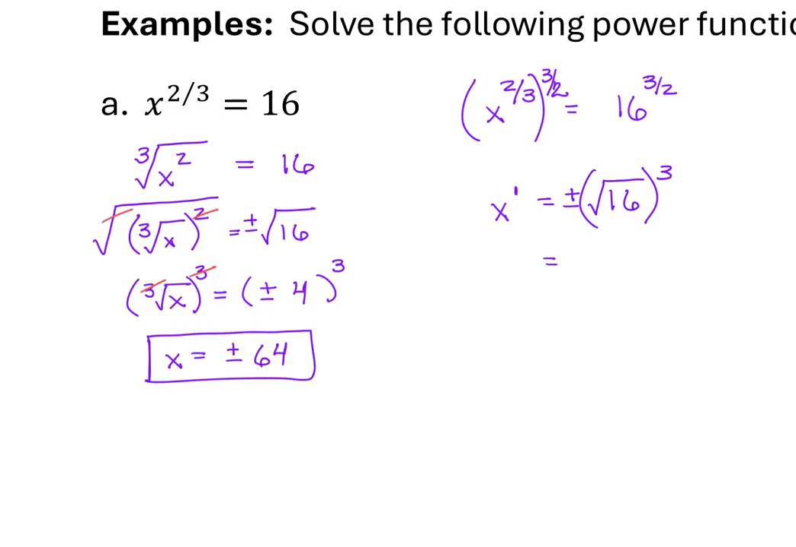But if we take the square root of 16, we get 4. We do have plus or minus, and we want to cube this. And we do get plus or minus 64. Same answer. So ultimately, we do have to convert to roots at some point.